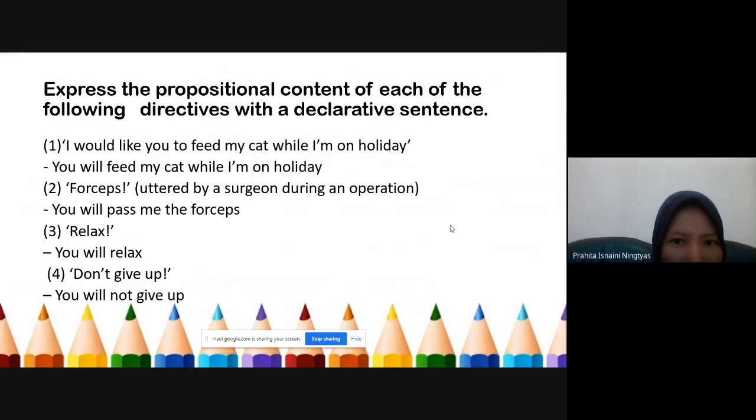Express the propositional content of each of the following directives with a declarative sentence. Number one, I would like you to feed my cat while I'm on holiday. It means you will feed my cat while I'm on holiday. Number two, "Forceps," uttered by a surgeon during an operation, means you will pass me the forceps. Number three, "Relax," means you will relax. Number four, "Don't give up," means you will not give up.